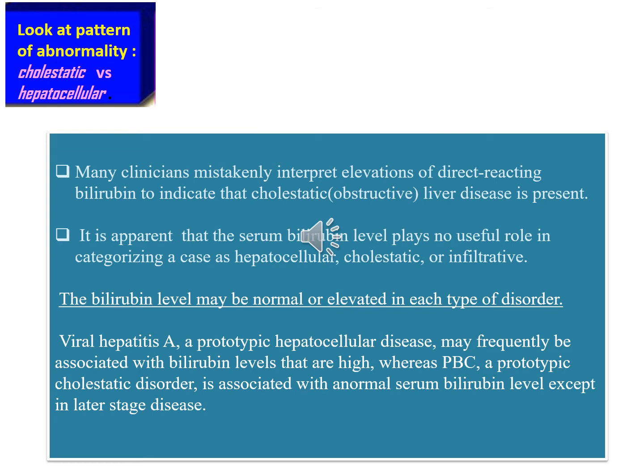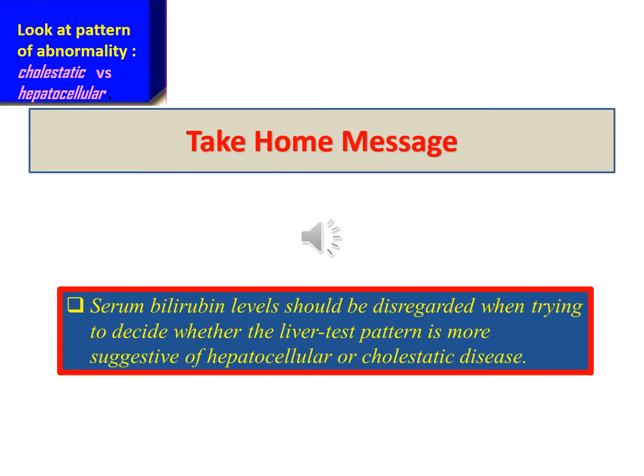Viral hepatitis A, a prototypic hepatocellular disease, may frequently be associated with high bilirubin levels, whereas primary biliary cirrhosis, a prototypic cholestatic disorder, is associated with a normal serum bilirubin level except in later stages of the disease. So, a very important take-home message is that serum bilirubin levels should be disregarded when trying to decide whether the liver test pattern is more suggestive of hepatocellular or cholestatic disease.